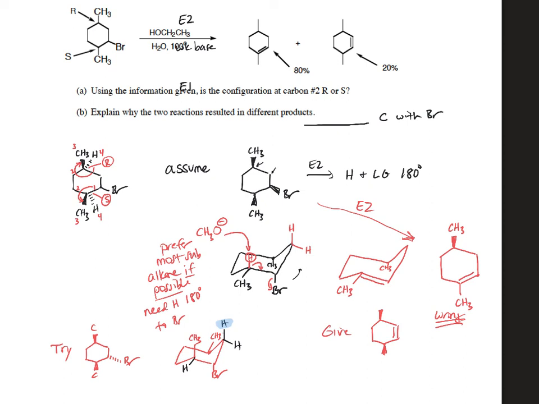So when I remove that with my base, so we have OCH3 minus, come and grab it. Those electrons flip down. Bromine's gone. It is going to look like this in a chair form. We'll leave it in a chair for right now. Here's a C. Here's a C. And the double bond is right here.